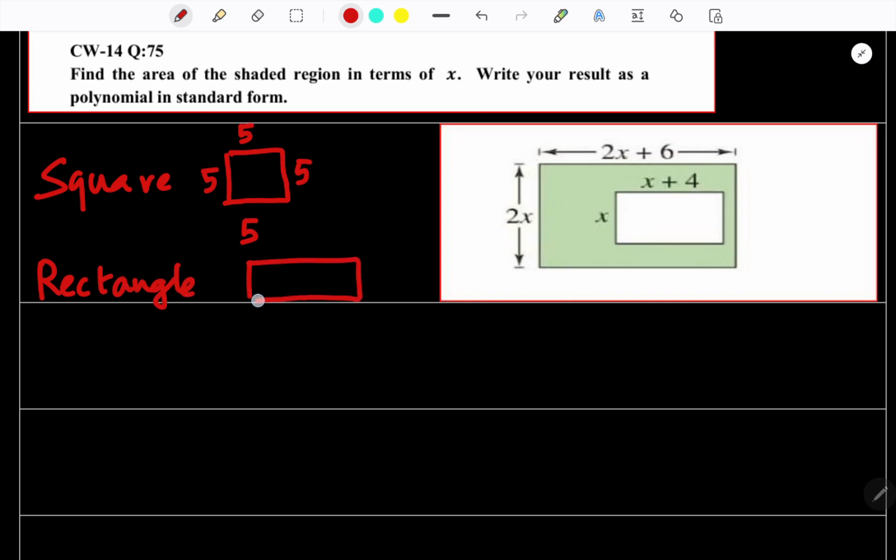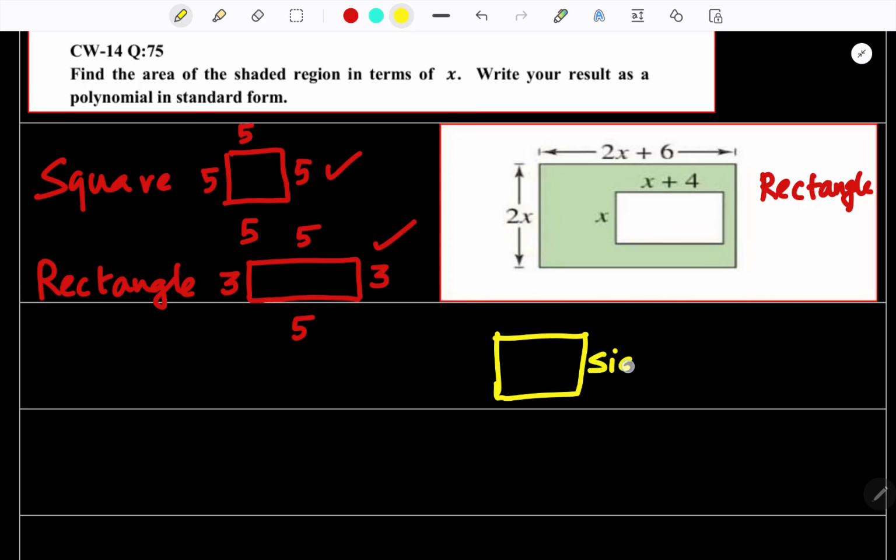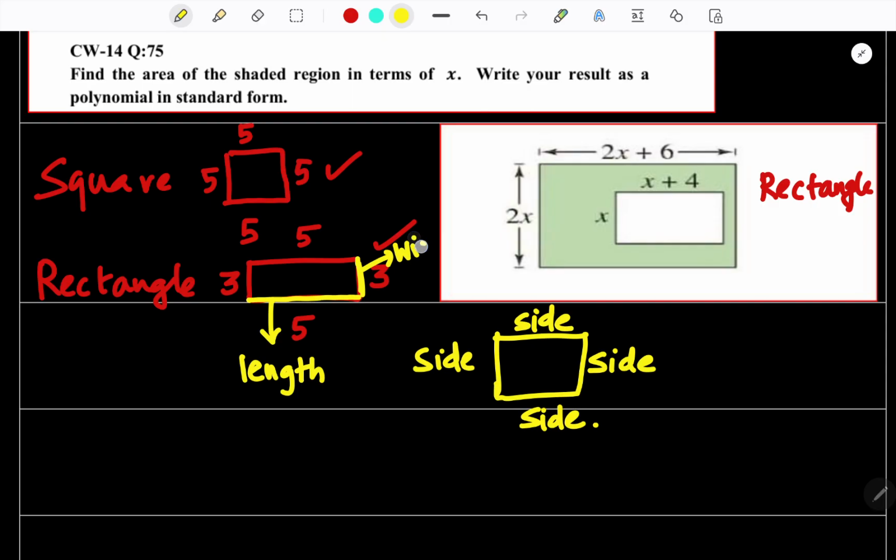The next picture I'm going to teach you is rectangle. Rectangle means opposite sides are equal. This is 5, this is 5 and this is going to become 3 and this is going to become 3. So tell me, does this picture look like a square or a rectangle? It's very clear. This picture is a rectangle. See the length and width. For the square, we call them sides. But for the rectangle, we call this one length and this one width.